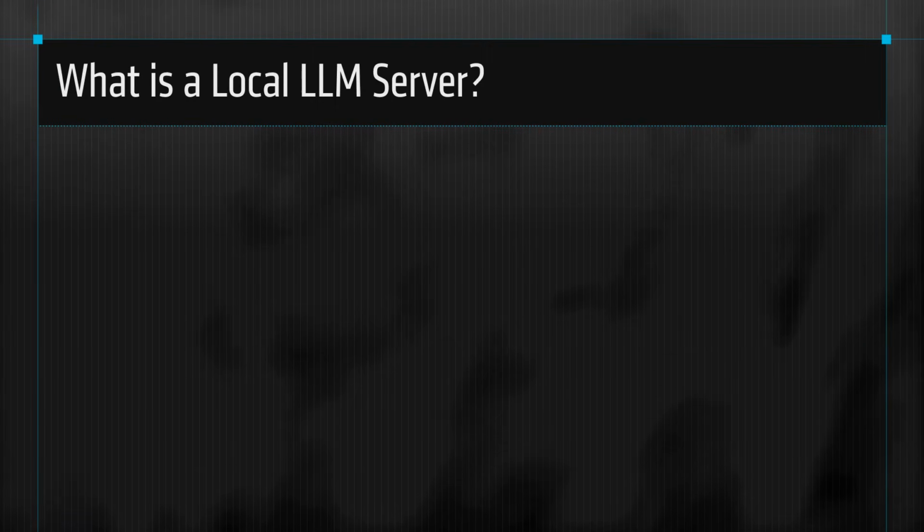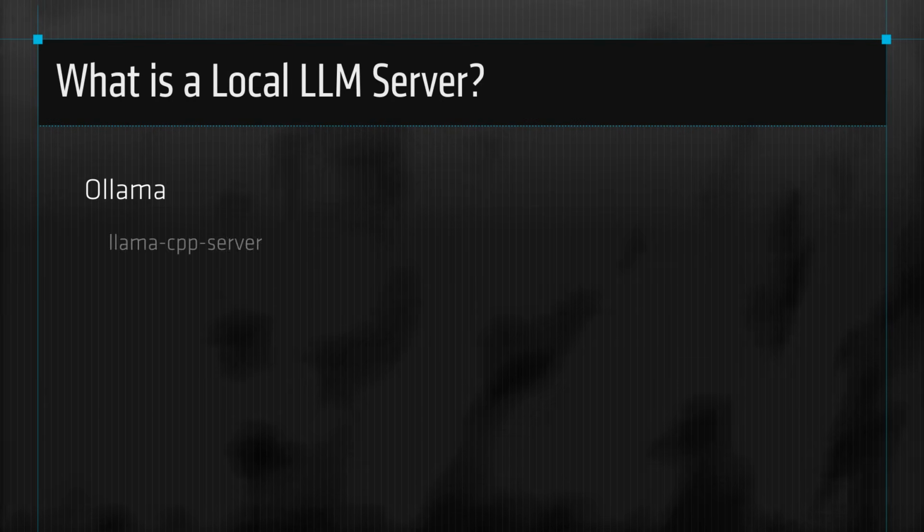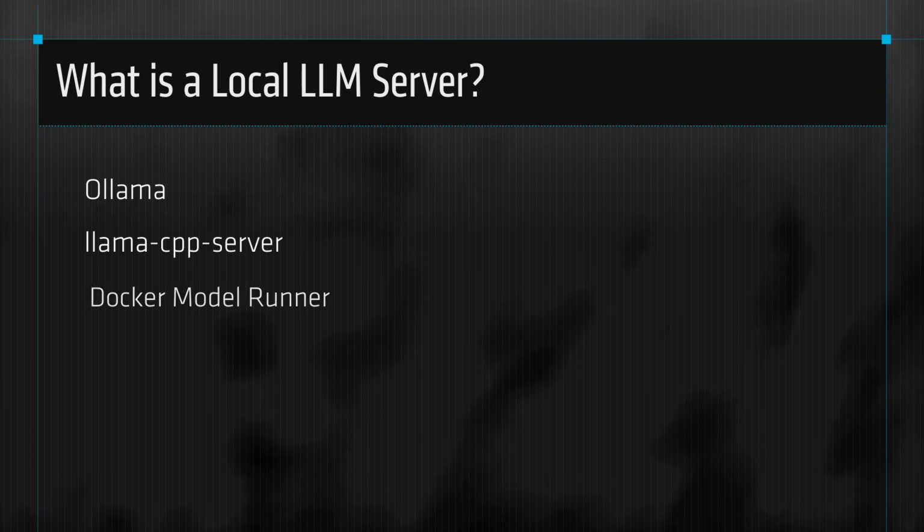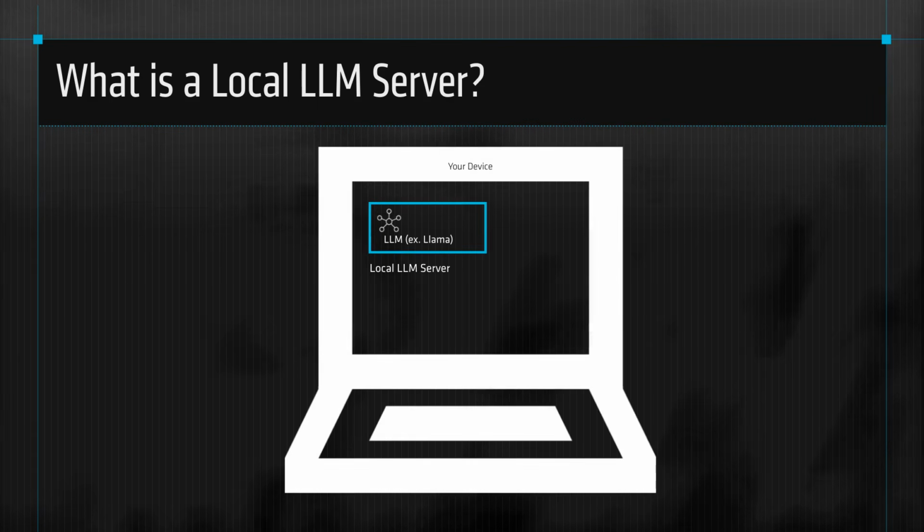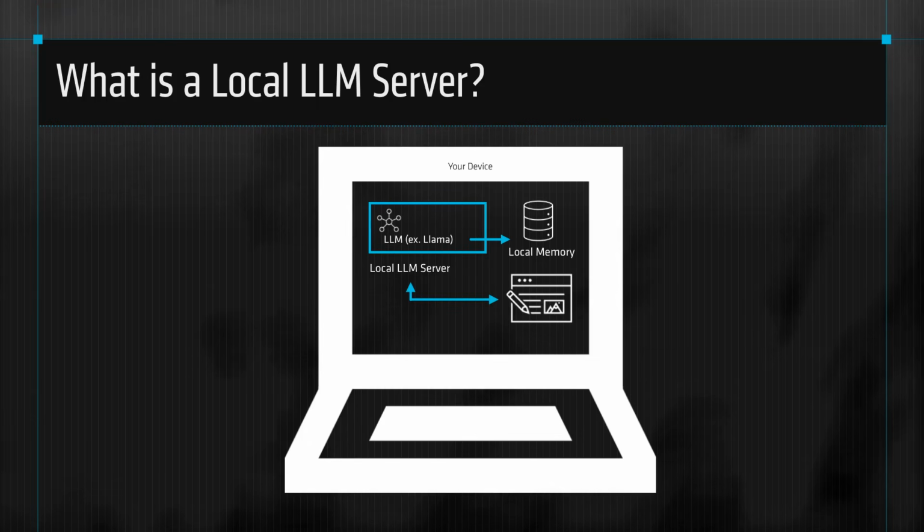Local LLM servers are a popular way of deploying LLMs directly to client hardware. A few famous examples include Ollama, Llama CPP server, and Docker Model Runner. The local server process loads the LLM into memory and exposes it to client software for handling requests.